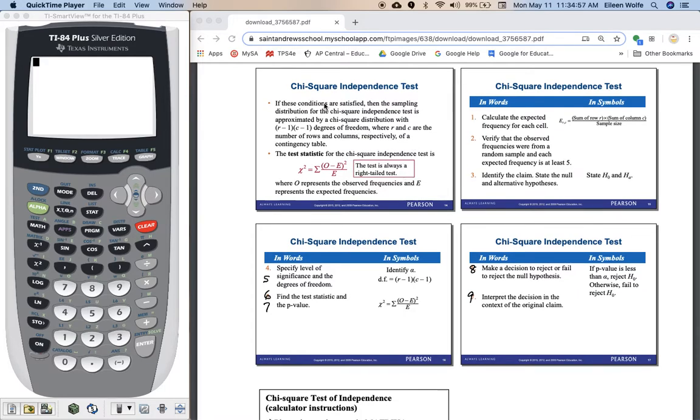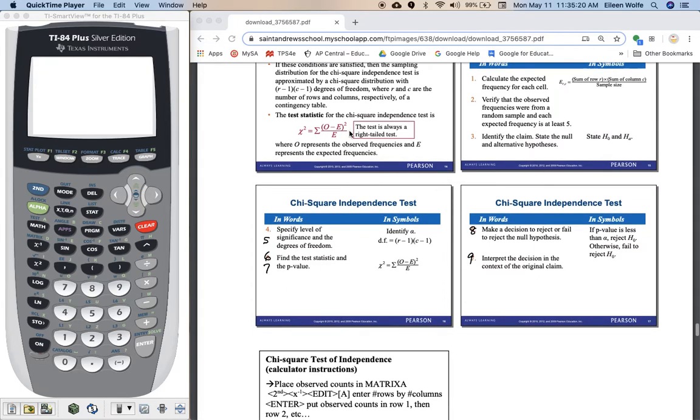The test statistic for chi-square has degrees of freedom, just like t-tests had degrees of freedom. Because our contingency table has rows and columns, if we were just in a one variable situation, we would have k minus 1. But now that we're in a two variable situation with rows and columns, we'll have rows minus 1 multiplied by columns minus 1 degrees of freedom. The chi-square statistic in this section is the exact same. It's the summation of the (O minus E) squared over E, still always a right-tailed test.